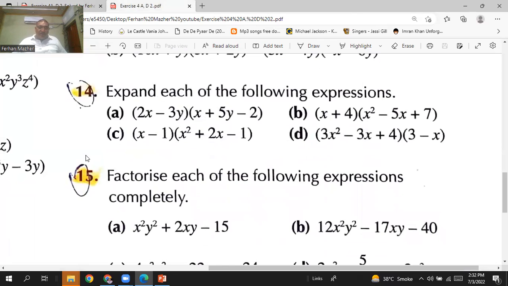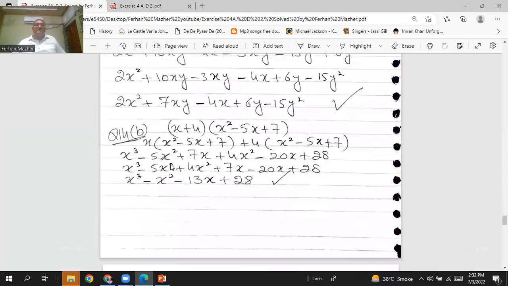Okay, so question number 14 is coming up on your screen. Here we have two brackets multiplying. It's a simple and straightforward question. There are four parts, A, B, C, and D part. The only problem is that the second bracket has three members in it. So let me show you how this is done.